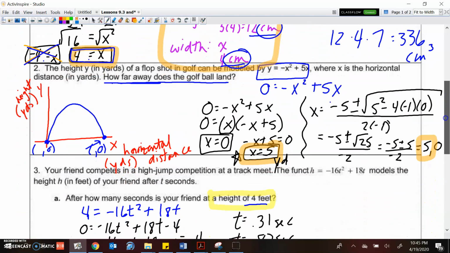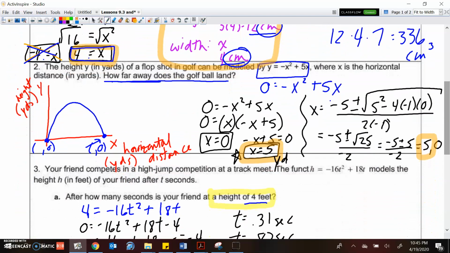All right, for number 2, and sorry it's a little scrunched, we set up this scenario. Now what they wanted us to do is find how far away the golf ball is. So we're looking for this point right here. What we had done was we said we want to put 0 in. What I have in black is what you could do.